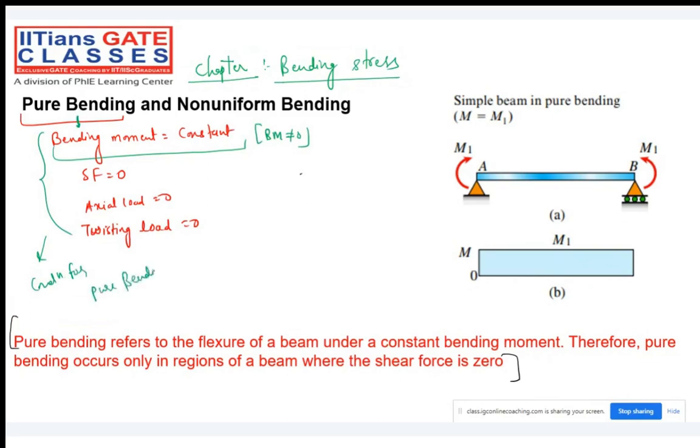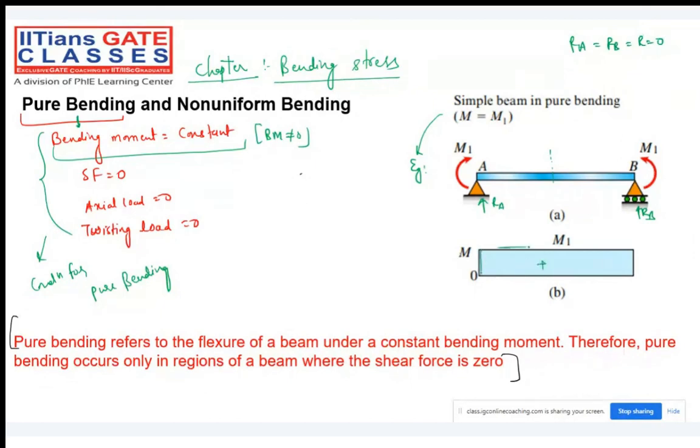Non-uniform bending means bending moment will not be equal to 0, but it is not constant. There may be some shear force, some axial load kind of things. So this particular example is a pure bending example. As you can see, there is no shear force. If you calculate the reactions RA and RB, you will get 0. There's no vertical force, so no shear force diagram will be there. So bending moment will be constant.